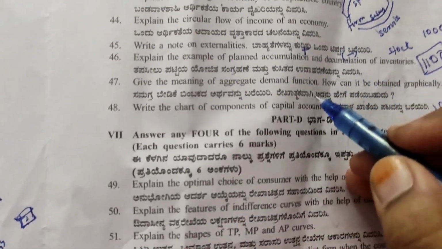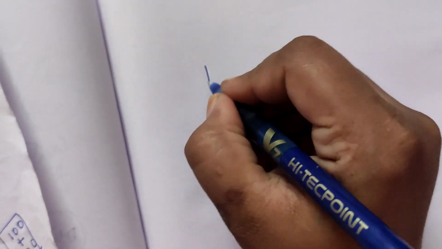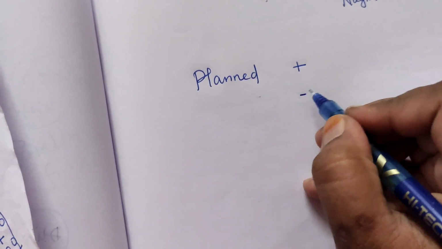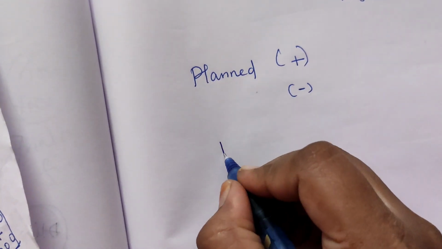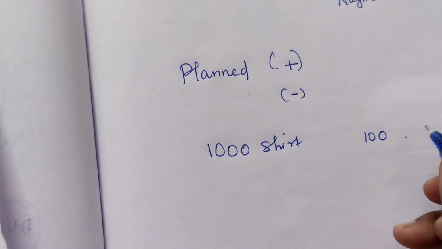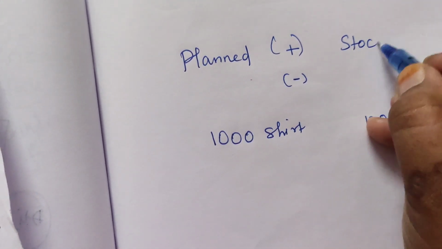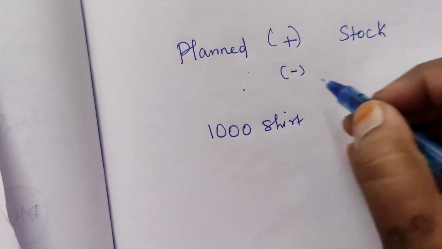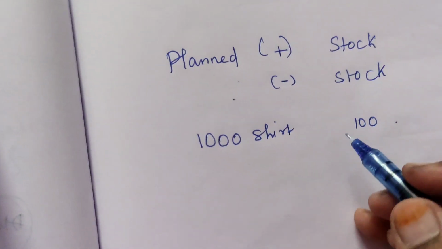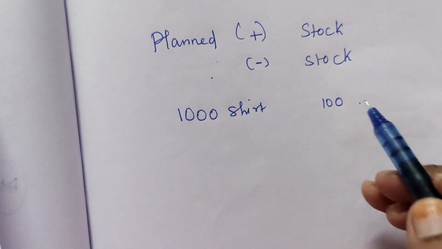After this we have planned accumulation and decumulation of inventories. Accumulation means adding, decumulation means minus. Planned accumulation of inventory means you are adding more stock, and planned decumulation means you are removing some stock. For example, you always sell 1000 shirts in a year and you keep 100 shirts as stock.